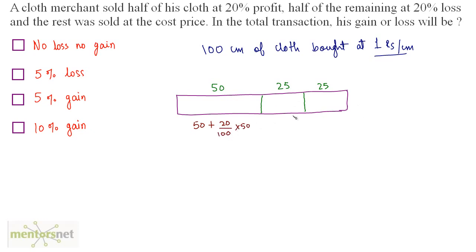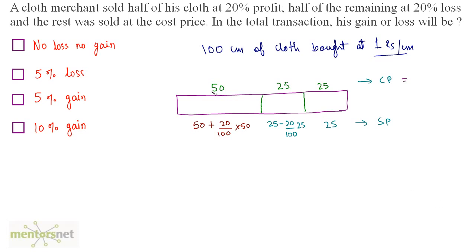Now half of the remaining will be sold at 20% loss. So this cost price decreased by 20%. So 25 minus 20% of this cost price. So minus 20 by 100 of 25, right? And the remaining was sold at cost price. So this is at cost price. Remember, this is cost price and this is selling price.